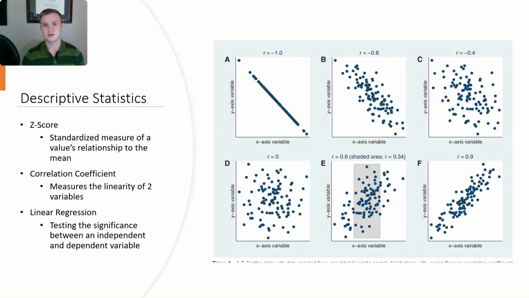We can also take a look at some descriptive statistics using R. We can take a look at the z-score, which is going to be a standardized measure of a value's relationship compared to a mean. So it's going to show where that data point lies in relation to the rest of the data. We can also take a look at a correlation coefficient, which measures the linearity of two variables. We can also take a look at a linear regression, which is going to test the significance between an independent and a dependent variable. The difference between a correlation coefficient and a linear regression is that a correlation coefficient shows if there's a relationship between the two variables, and a linear regression shows if that relationship is statistically significant.